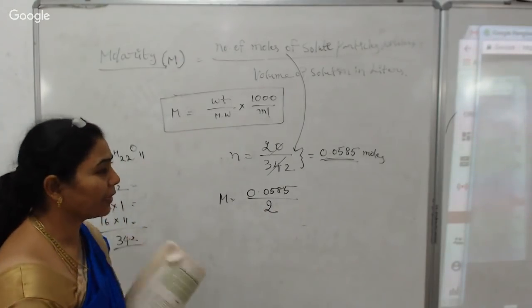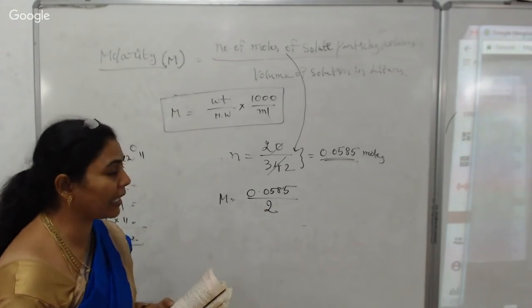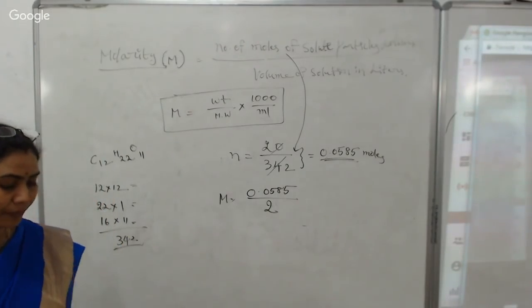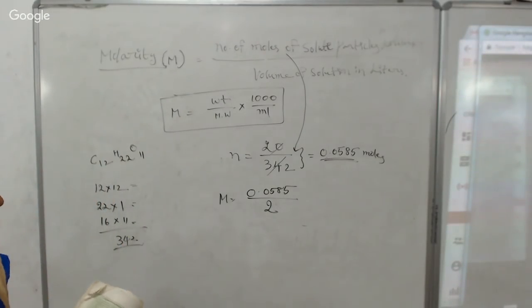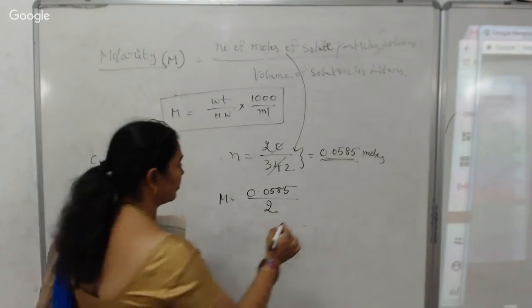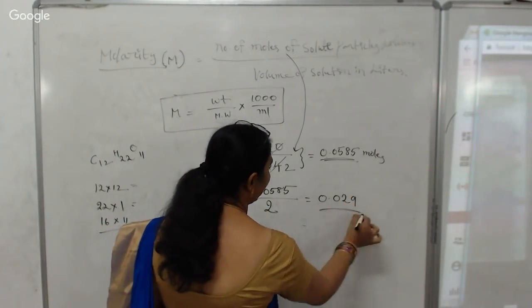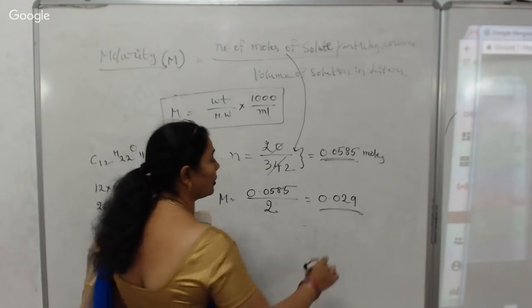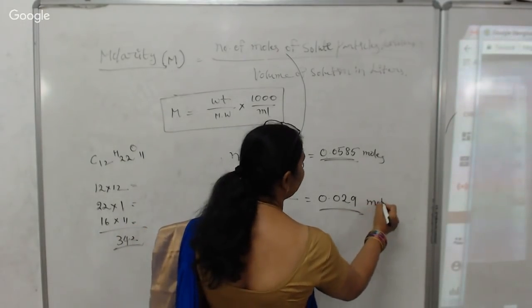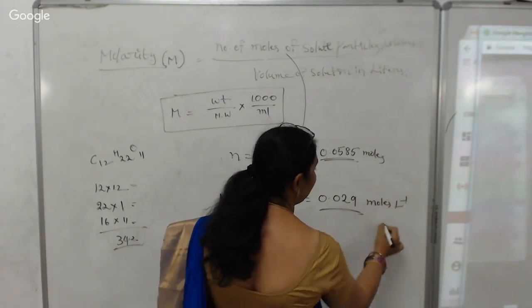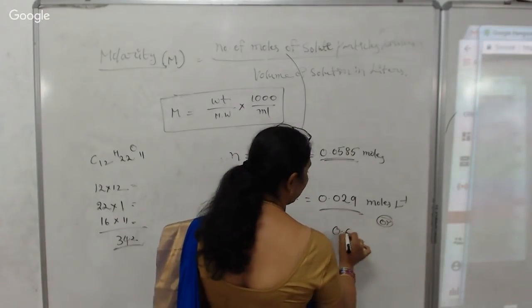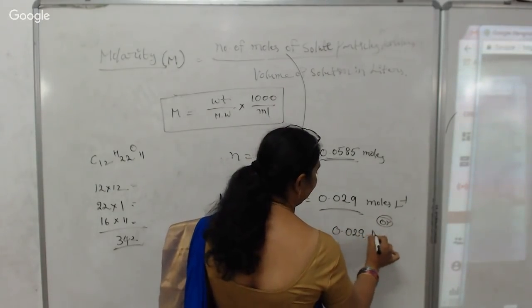If you calculate, what is the final answer, children? Calculate fast. See, roughly you will get 0.029 moles per liter, or 0.029 capital M.